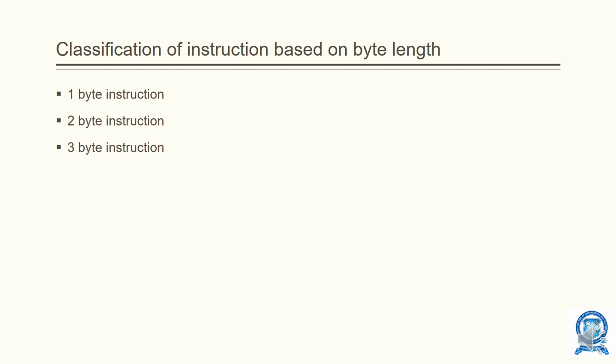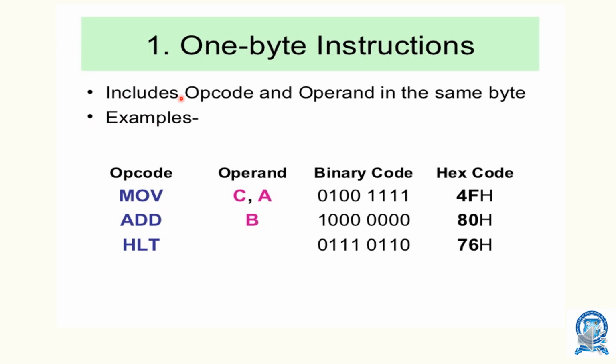The instructions in Intel 8085 can be classified into three: single byte instruction, 2-byte instruction and 3-byte instruction. In a single byte or 1-byte instruction, the operand and the operator are in the same byte. For example, MOV C, A is a 1-byte instruction. ADD B, HLT are some more examples of 1-byte instructions.